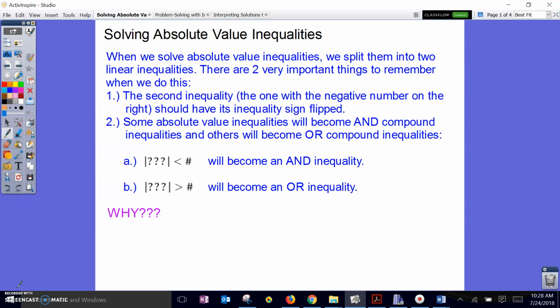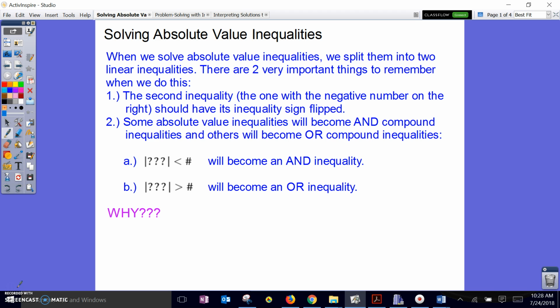Alright, in this video we're going to look at how we solve absolute value inequalities. This is very similar to how we solved absolute value equations with just some slight differences. If you remember, when we solved absolute value equations, we split them into two linear equations. When we solve absolute value inequalities, we're going to split them into two linear inequalities.